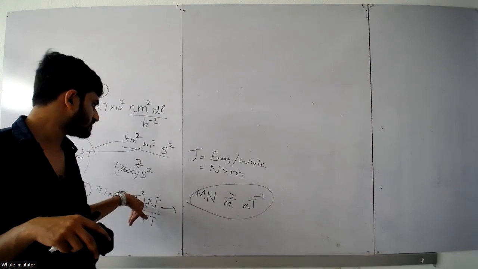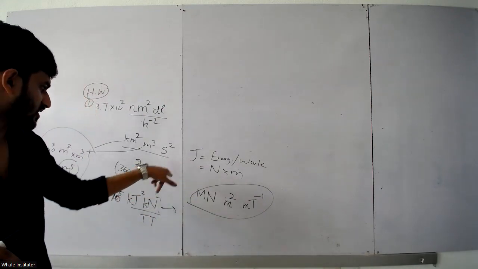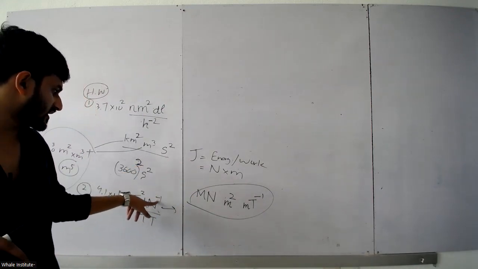Because here joule means newton into meters, right? Newton square meter square, then here take per newton.